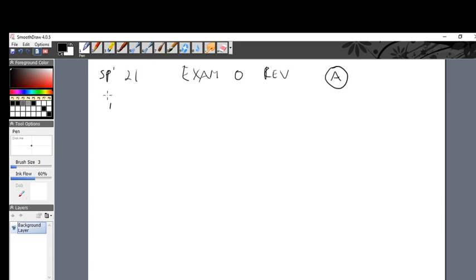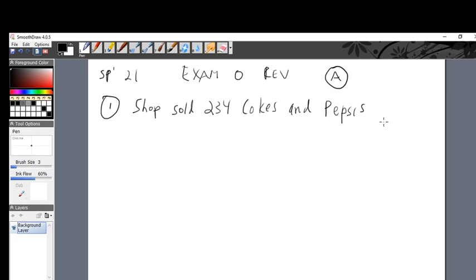Okay, here comes problem number 1 to start preparing for exam 0. This is a word problem. It's very similar to the very beginning of the semester, when we did problems like that. Anyway, a shop sold 234 Cokes and Pepsis, all together. There's 234 altogether of their Cokes and Pepsis.